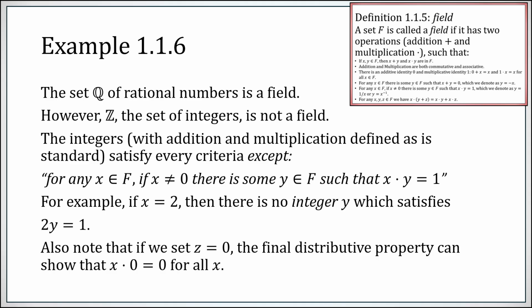Also note that if we set z equals 0 in the final distributive property, x times (y plus z) equals x times y plus x times z, well, if z is 0, we already know that y plus z must be y, so this gives us x times y equals x times y plus x times z, and you can prove that 0 is the only thing that when you add does nothing. Therefore, x times z must be 0. So that's a short little thing that you can do to show that 0 is the additive identity. Adding 0 does nothing. The distributive property forces it to have this property that 0 times anything must be 0.